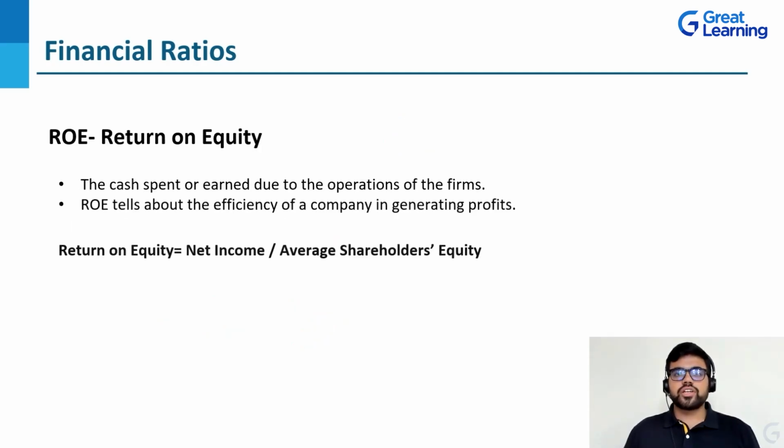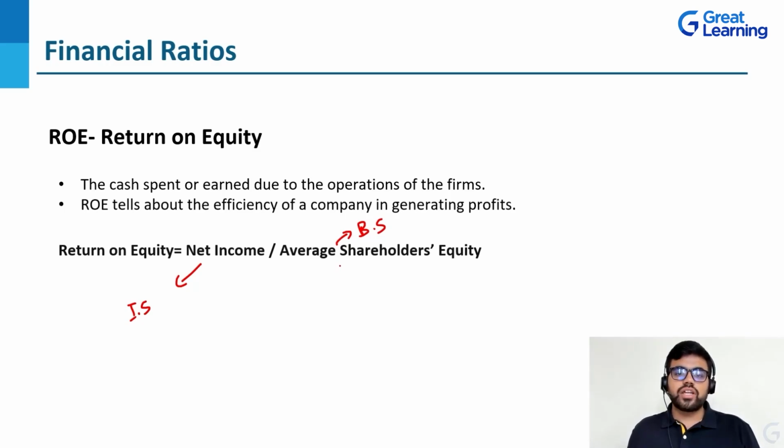The next financial ratio is called return on equity. Return on equity tells us how much money the company is making on its shareholders' equity. Basically, it tells us how efficient the company is in making profits. It is calculated by dividing the net income by the average shareholders' equity. Net income you will find in the income statement, and shareholders' equity you will find in the balance sheet.